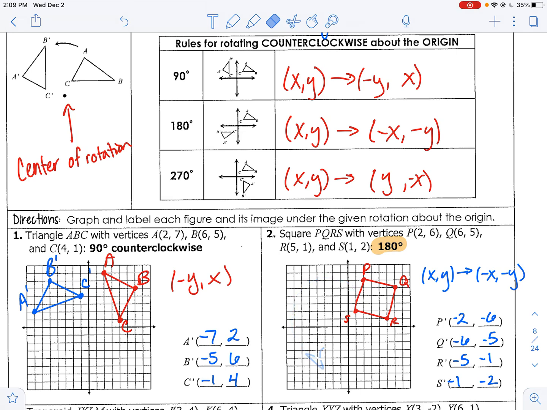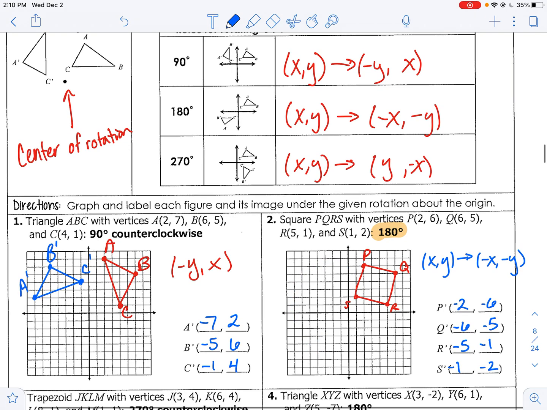I'm going to graph this, and then we're going to look at our pictures, and that'll be the last thing we do for today. So -2, -6, -6, -5, -5, -1, and -1, -2. So here's our 180-degree rotation counterclockwise. You can also look back at 1 and see our 90-degree rotation counterclockwise. So there's 90, there's 180.